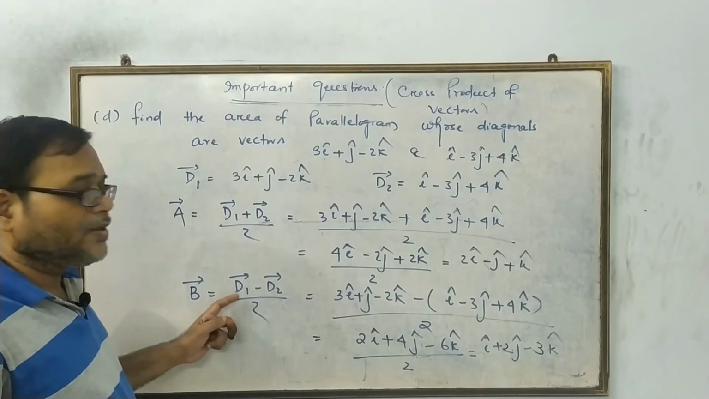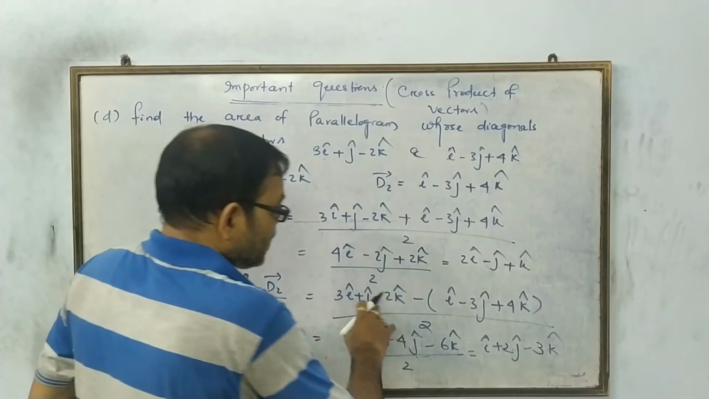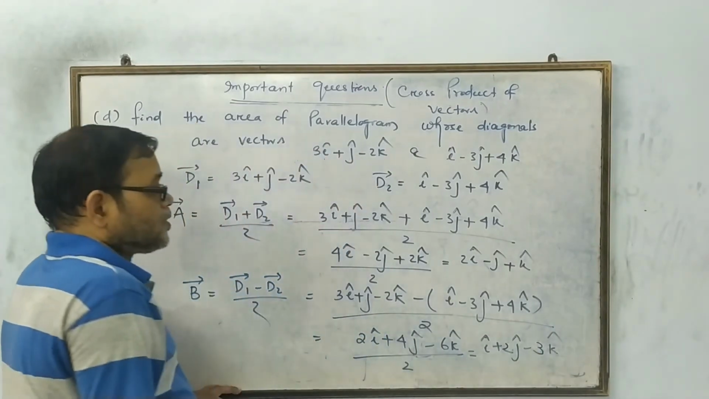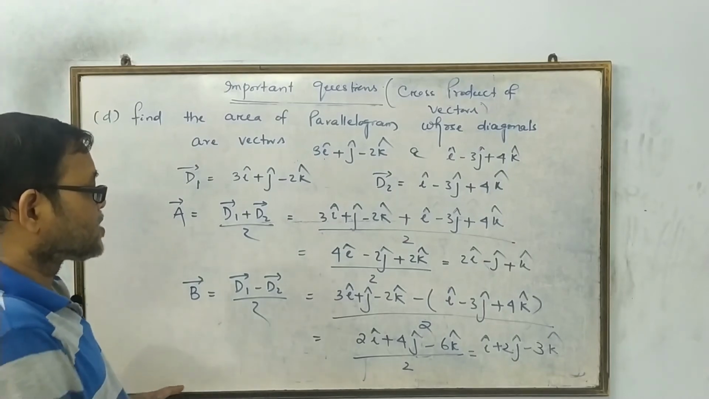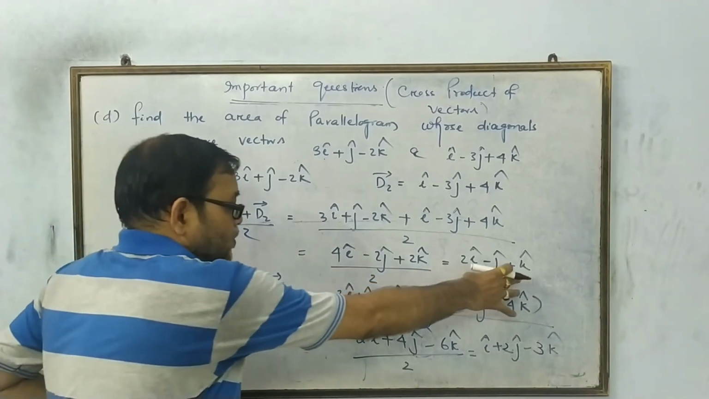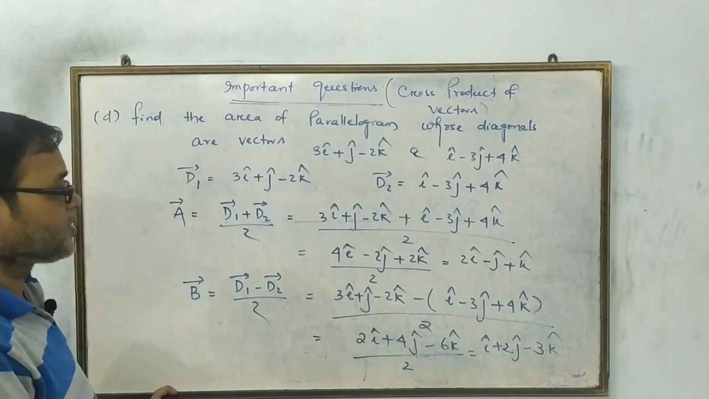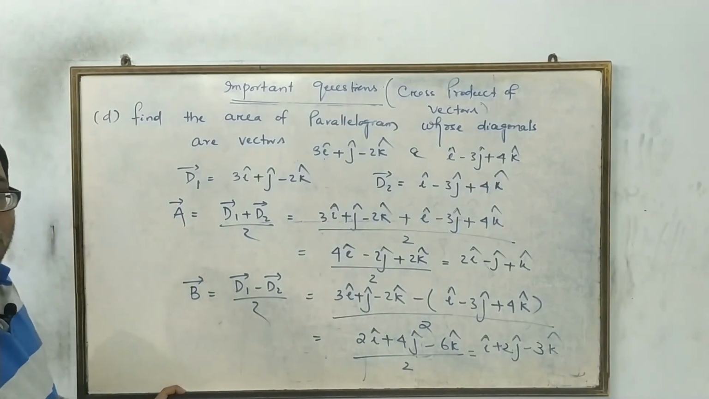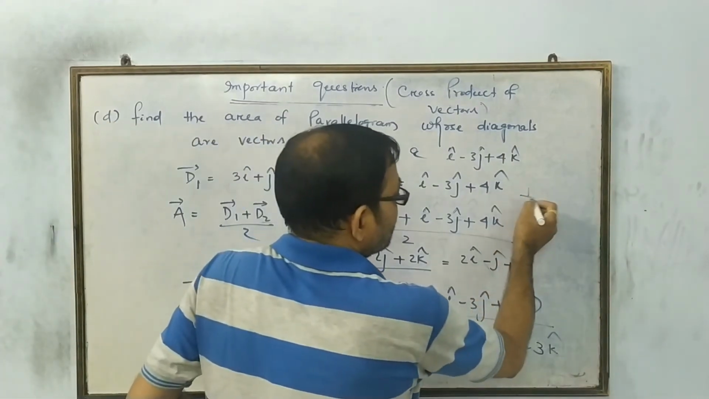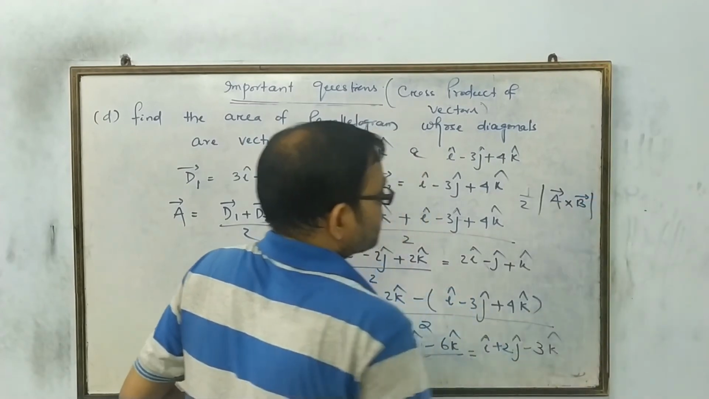That b is equal to d1 minus d2 upon 2. So, you have got d1 minus d2 by 2. Your answer is like this. There are two adjacent sides, a as well as b. a is d1 plus d2 by 2 and b is d1 minus d2 by 2. These two vectors are given. If you know the sides, then our formula is half of a cross b magnitude. Find out your answer, a cross b magnitude.